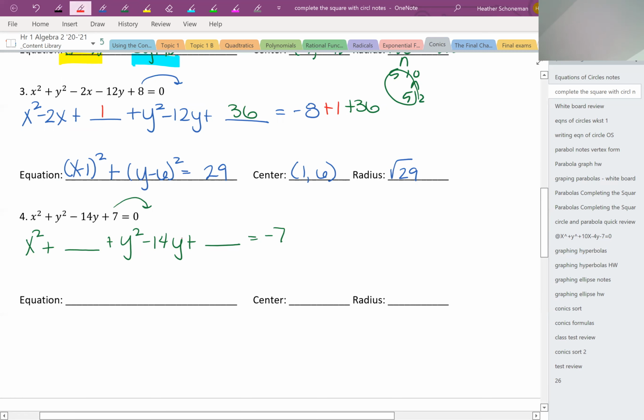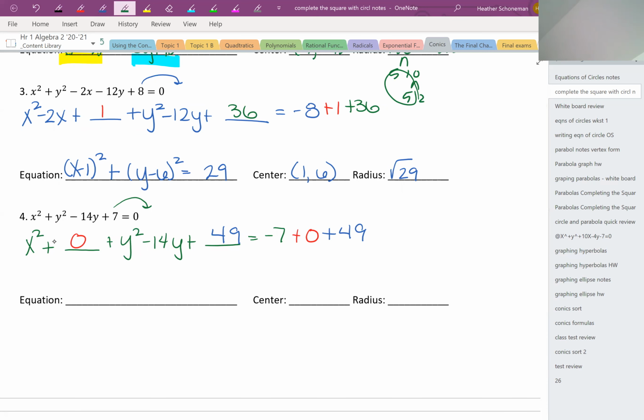Now, normally we take half of the term that has just the x or just the y, but on this one, there's no term that has just x or just y. There's an x squared, but there's no plain x. So if there's none of them, there's 0. Half of 0 is 0, and 0 squared is 0. Over here, half of 14 is 7. 7 squared is 49. Don't forget to add it to the other side to keep it balanced.